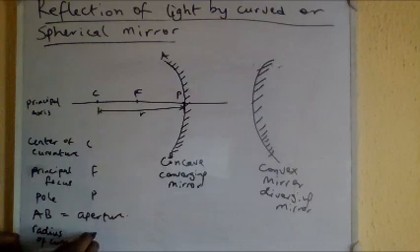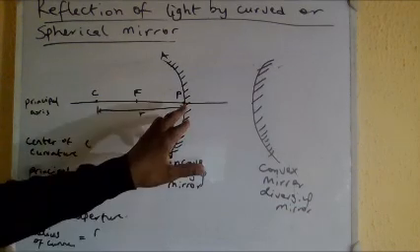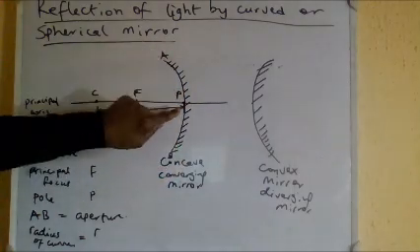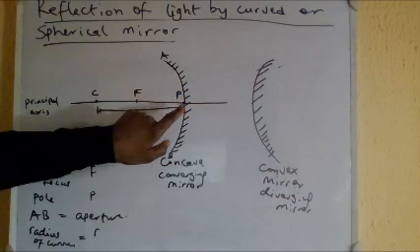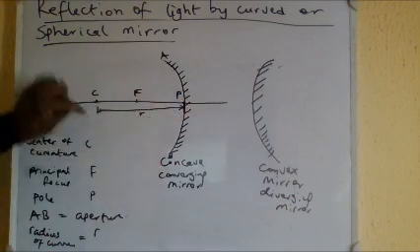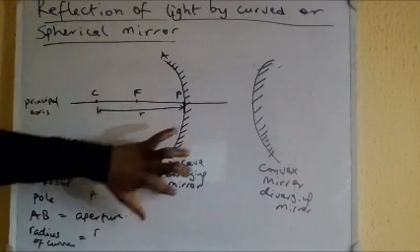So it's called R. Okay, now definition of these terms. The pole is actually the center of the reflecting surface, the reflecting mirror. The pole is the center of the reflecting mirror. C, the center of curvature, is the center of the sphere of which the mirror forms a part.